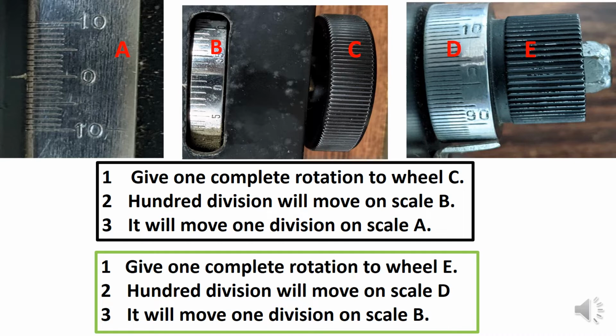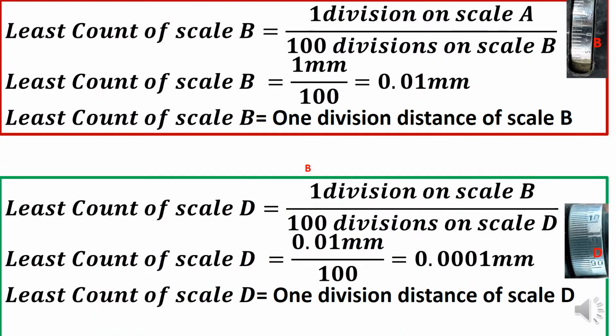When we give one complete rotation to C, 100 divisions will move on B. Similarly, if you give one complete rotation to the wheel E, the number of divisions moving on this D will be 100. In this way we will measure the least count. So the least count of the scale B is one division on the scale A, the first scale, divided by 100 divisions on the scale B. So that is 1 mm divided by 100.